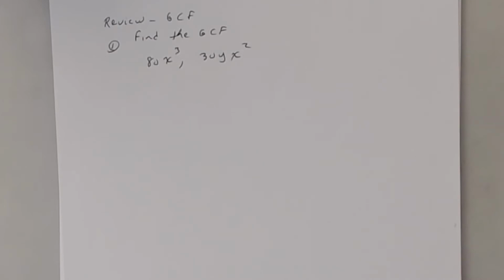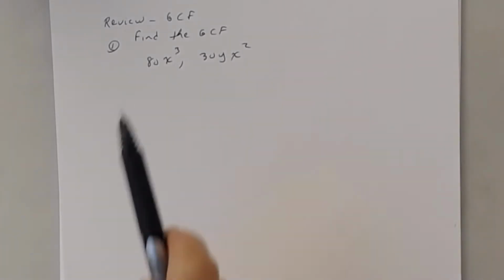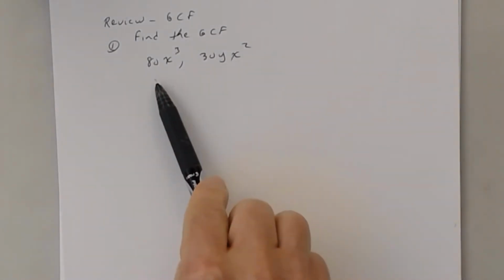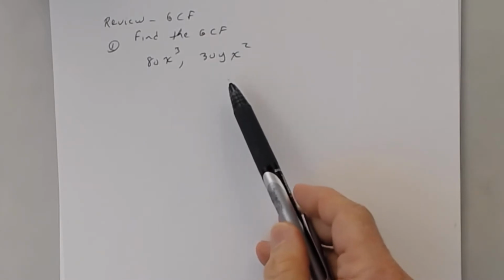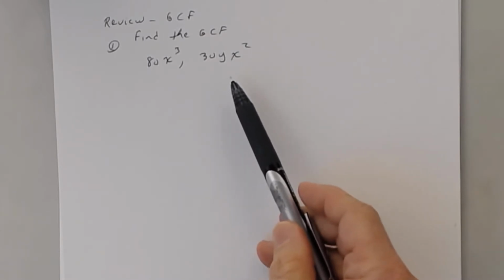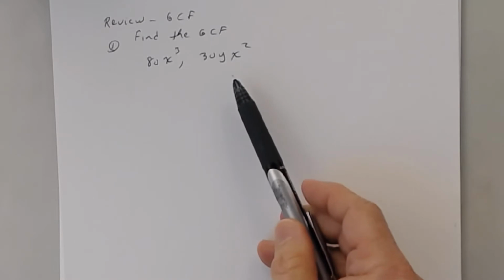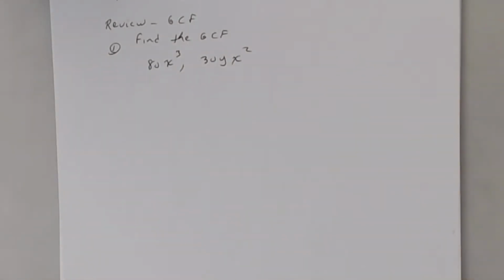Two. And these terms, what is the coefficient of the first one? 80. And what's the coefficient of the second one? 30. So let's find the GCF of the coefficients first. So we looked at two different ways of doing that. One way was to actually list the factors and then find the one that was the largest in common. And the other way was that we used a factor tree. Okay, so the factor tree is probably the more efficient one, but the listing of factors kind of explains a little bit better what we mean by the greatest common factor.